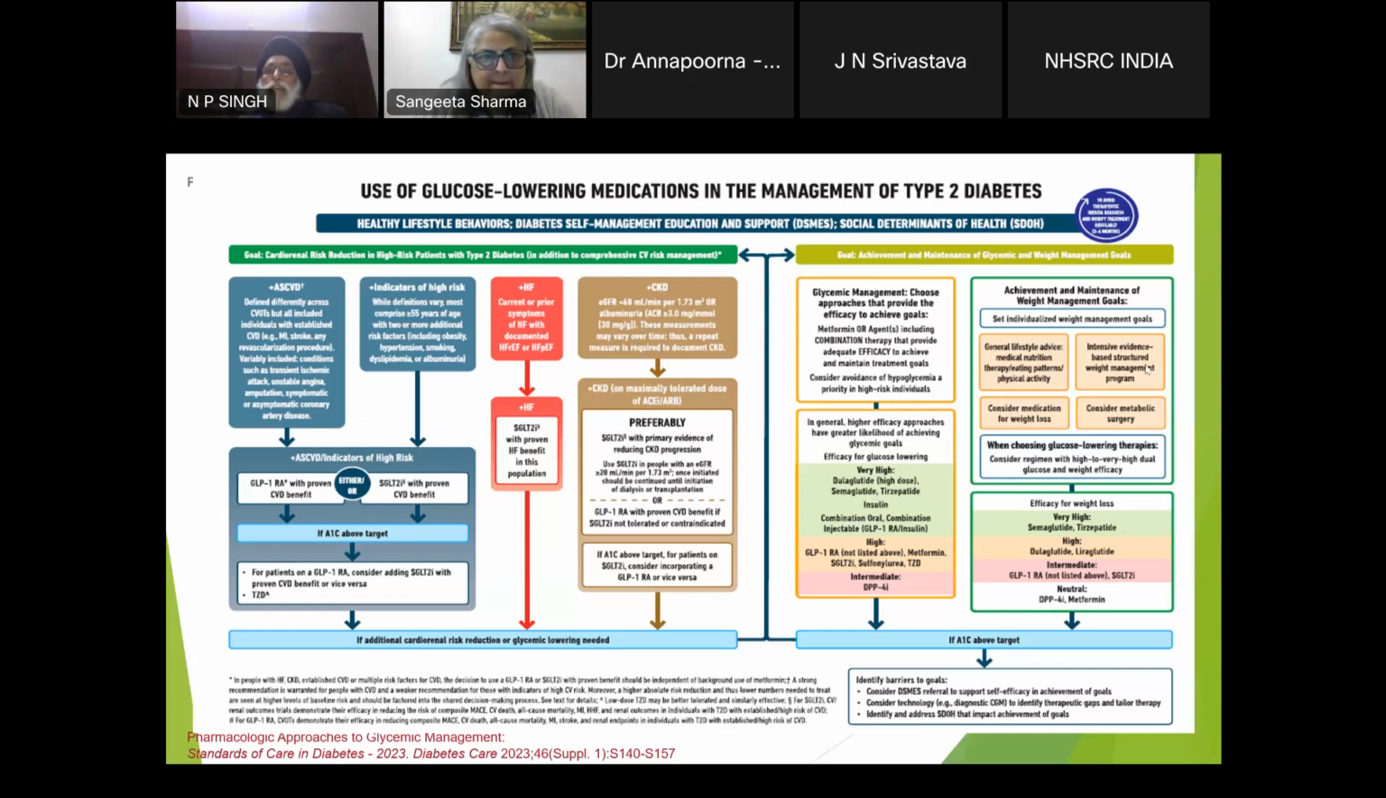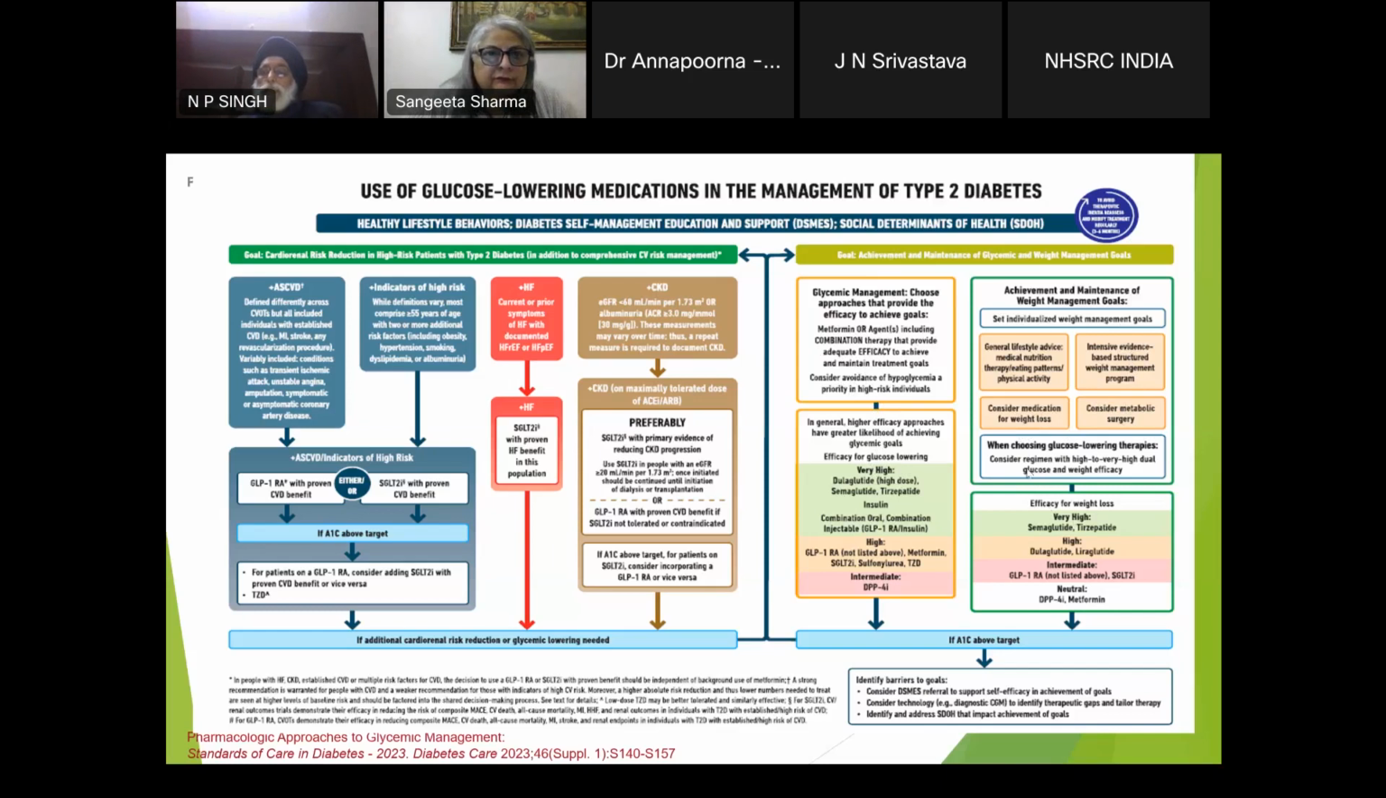Then, of course, we have various studies which have shown how we can achieve our goals. So this talks about metformin, this talks about combination and consider avoidance of hypoglycemia in high-risk individuals. Therefore, they talk about various medications which you can give. They talk about general lifestyle. They talk about intensive evidence-based studies. They talk about obesity management by doing a metabolic surgery and weight reduction medications also.